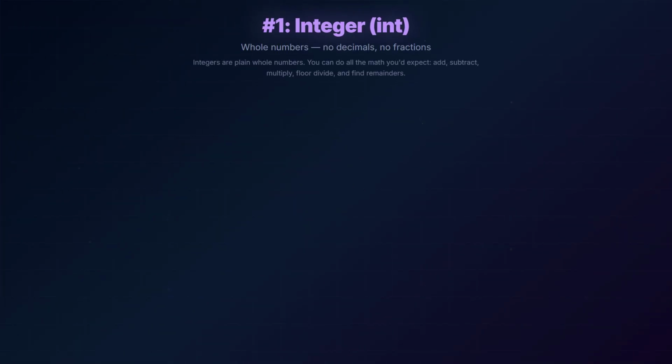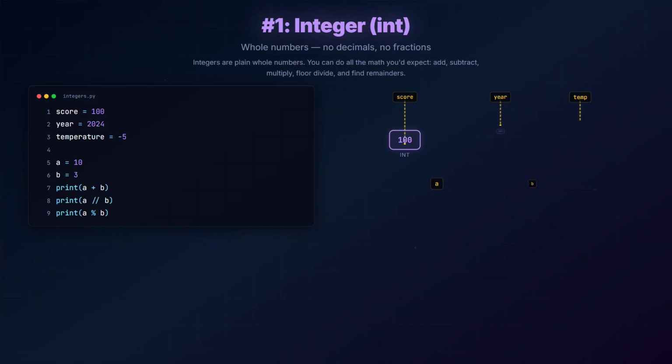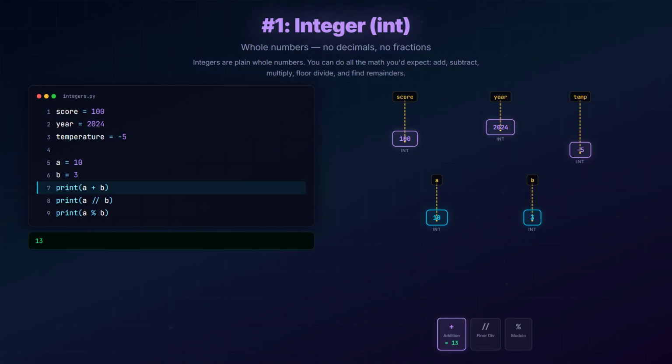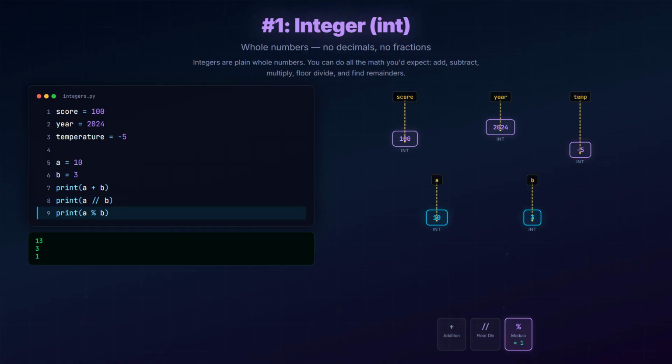First up is the integer type, or int. Integers are plain whole numbers. No decimals, no fractions, just clean numbers. You can store positive numbers like a score of 100, years like 2024, and even negative numbers like a temperature of -5. You can do all the math you would expect.